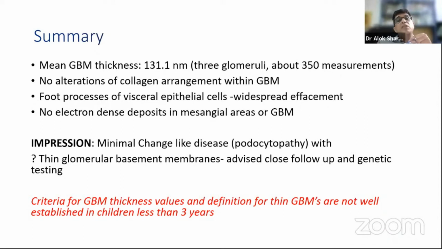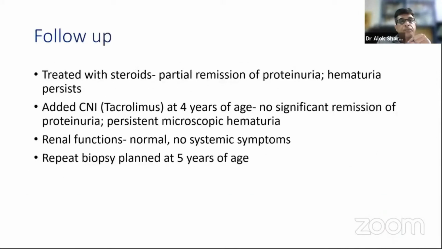But to define a thin GBM at this age is very difficult, because we don't have criteria to define it. So what happened later on? This child was treated with steroids. There was partial remission of proteinuria, but hematuria persisted. And she was actually started on CNI at 4 years, but there was no significant remission.